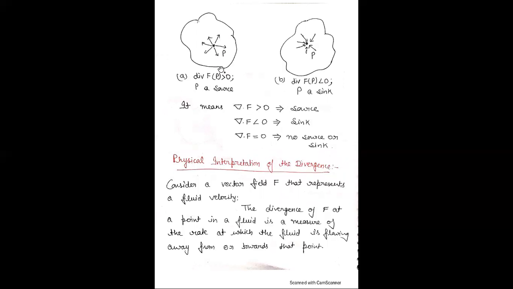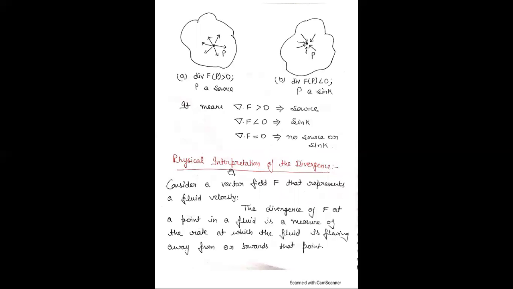It means if del dot F is greater than 0, this is a source. Del dot F represents the divergence of vector field F. If del dot F is less than 0, this is a sink. If divergence of F is equal to 0, then there is no source or sink.